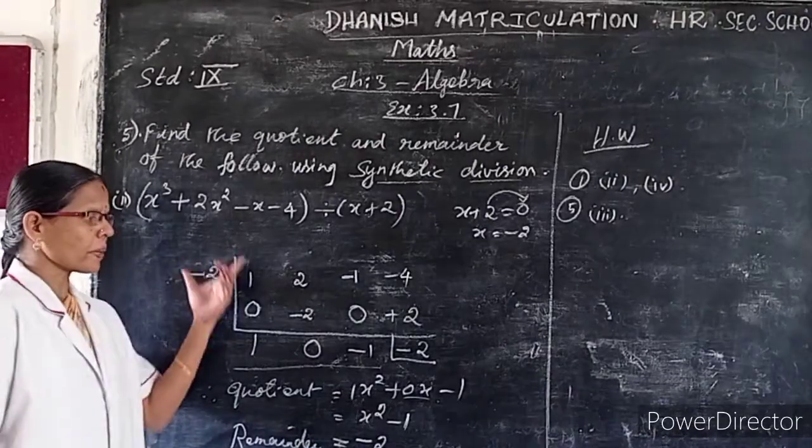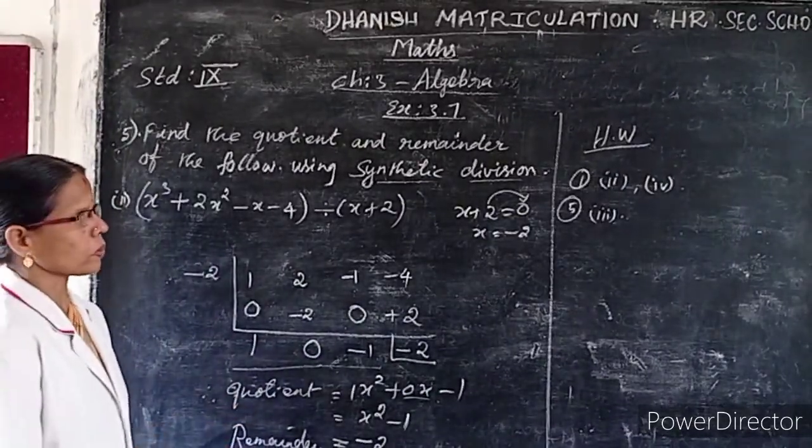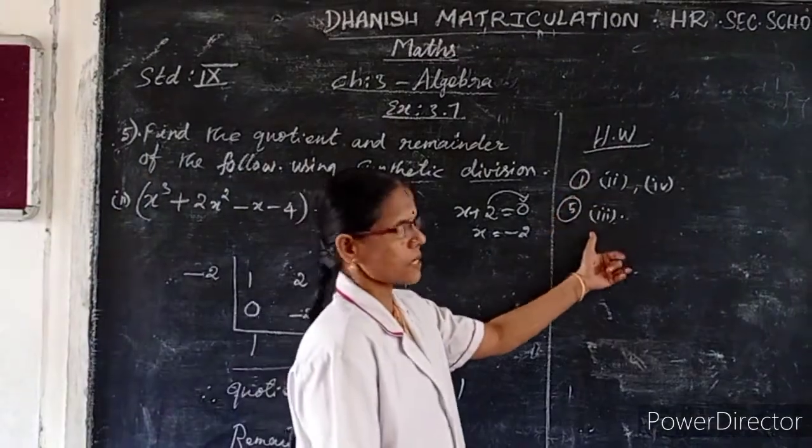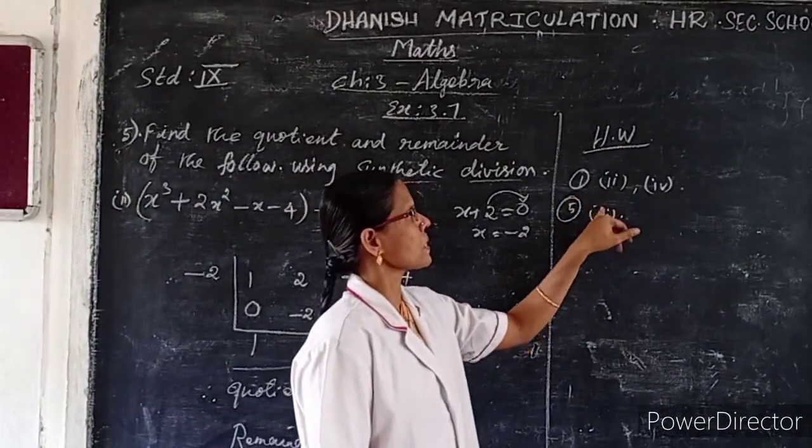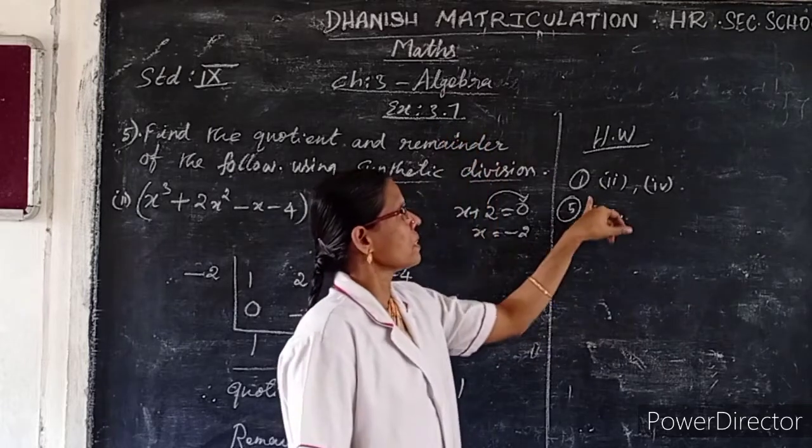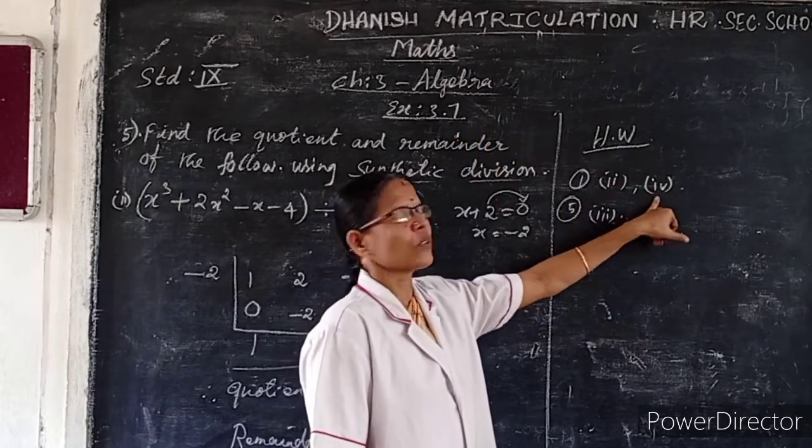So students, copy down these classwork sums in your classwork notebooks and do these homework sums in your homework notebooks. Homework sums are from exercise 3.7, first question, second and fourth subdivisions.